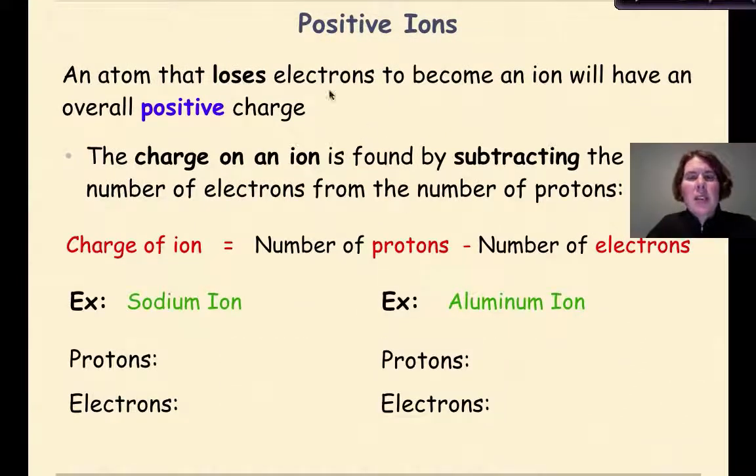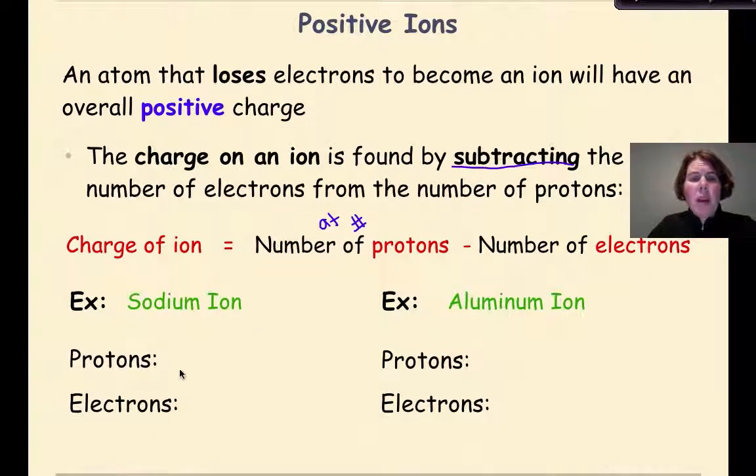Now let's talk specifically about positive ions. These are ions with a positive charge. So an atom that loses electrons to become an ion will have an overall positive charge. The charge on an ion is found by subtracting the number of electrons from the number of protons that are given to you. So to figure out the overall charge, we're going to take our number of protons, which remember, that is your atomic number, and subtract the number of electrons that are given to you.